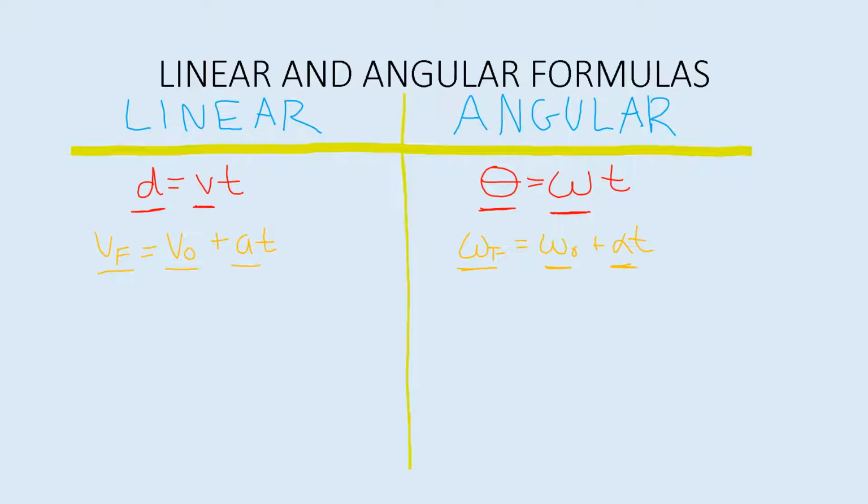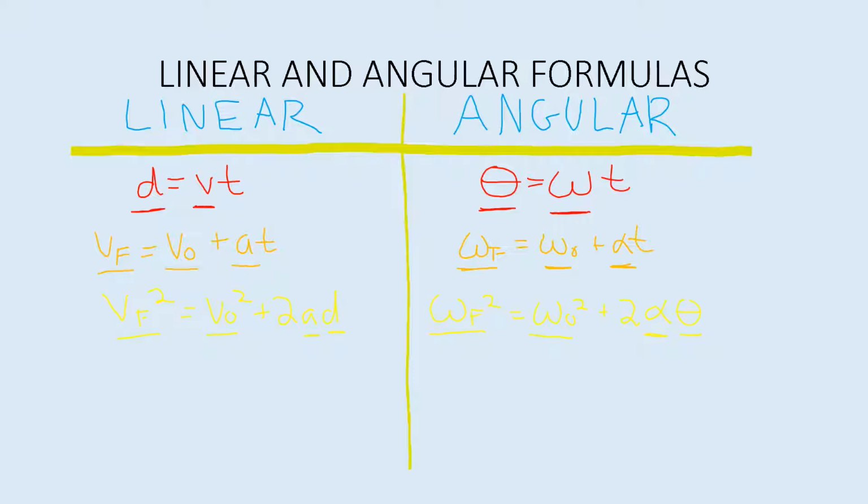Next, we have final velocity squared equals initial velocity squared plus 2 acceleration times the distance, and that's going to correspond with the formula omega final squared equals omega initial squared plus 2 alpha theta, and that's because we plugged in the angular velocities for the normal velocities and an alpha for angular acceleration for the normal acceleration and the angular position for the normal position.